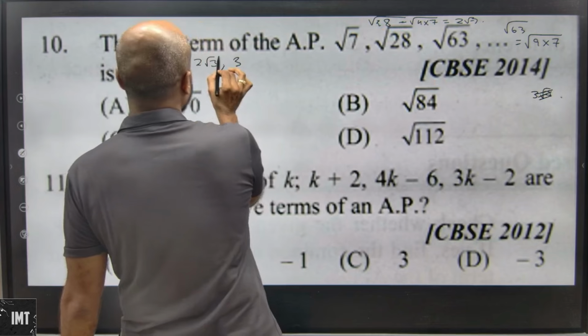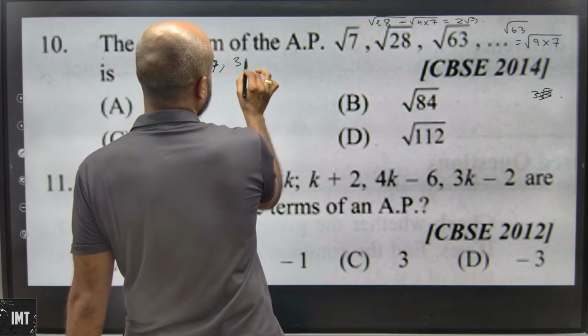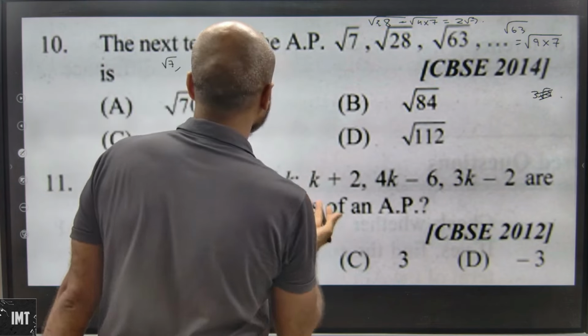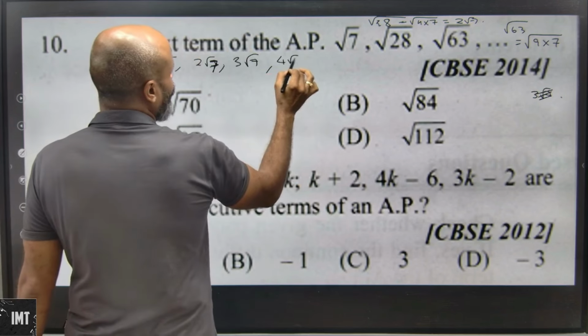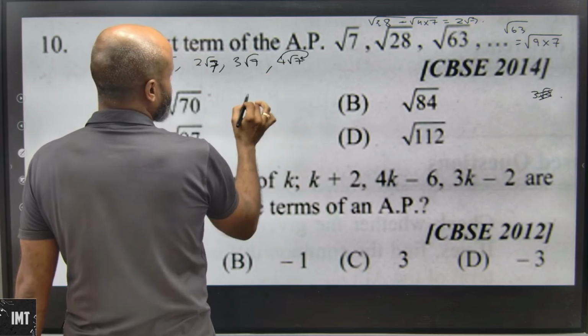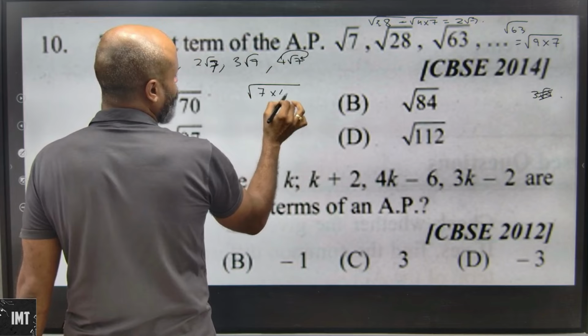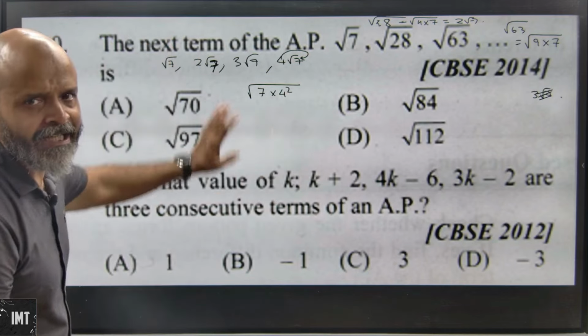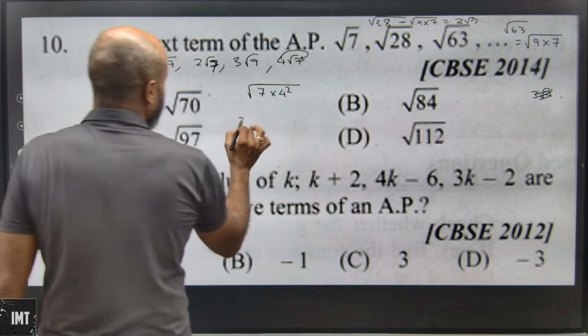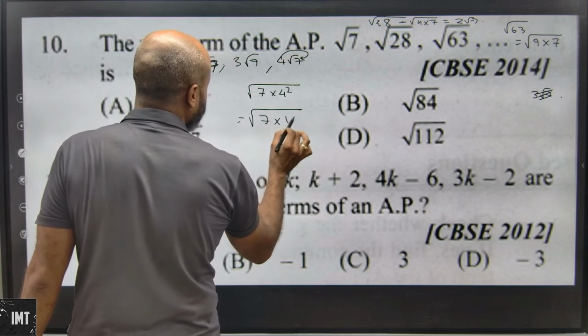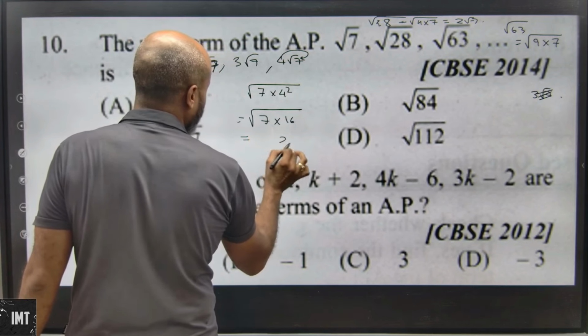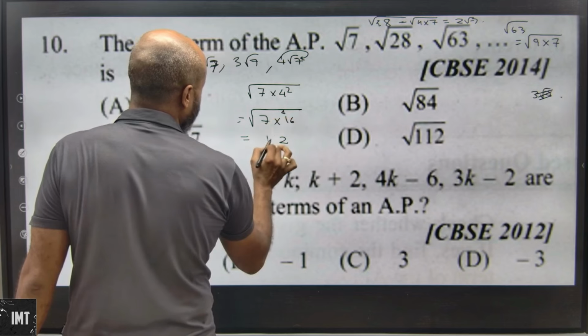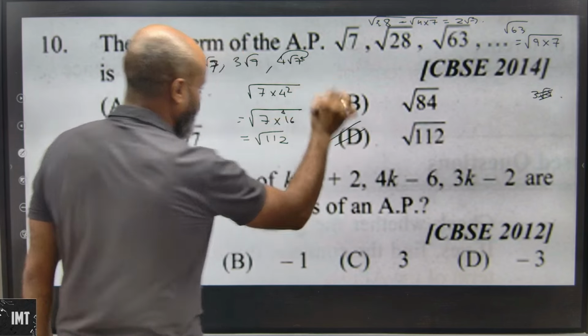So it is 2 root 7, yes, 2 root 7, 3 root 7, and so on and so forth. The next term will obviously be 4 root 7. If I take this 4 inside, it will be 7 into 4 square, exactly like the previous question. So this will be how much? 7 into 16, which gives you 6 sevens are 42, 7 ones are 7 plus 4 is 11, that will be 112.